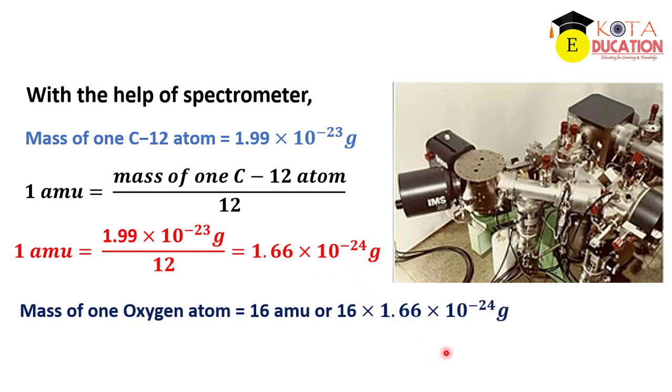So the mass of one oxygen atom, if we report it, is equal to 16 AMU, or if we have to report this answer in terms of gram, we multiply with 1.66 × 10^-24 gram. Similarly, if we have to report the mass of one sodium atom, it will be 23 × 1.66 × 10^-24 gram. So this is very valuable if we have to report the mass of a single atom in grams. Otherwise, we normally report in atomic mass unit.